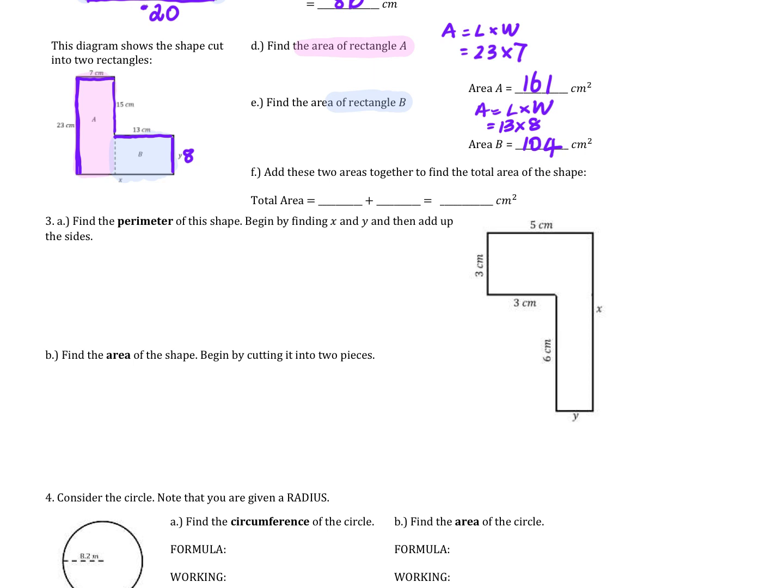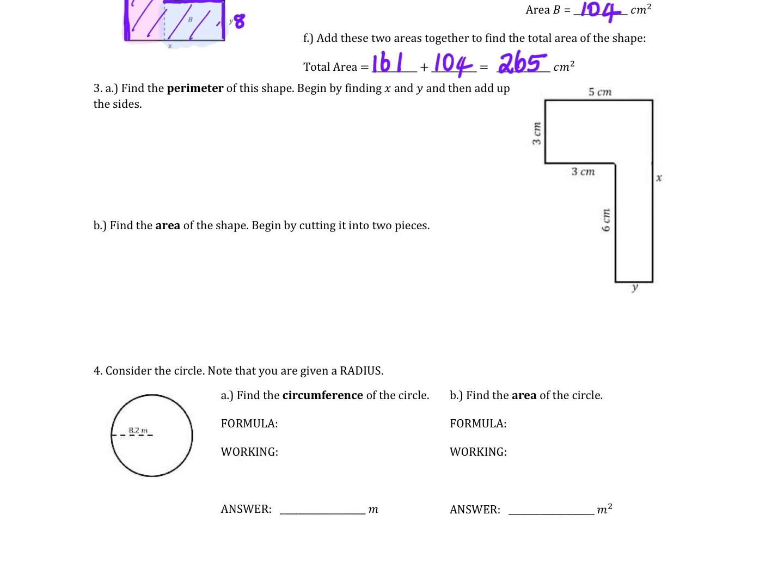Now, I want to find the total area. How am I going to find the total area? That's where I'm just going to add them together. 161 plus 104, pop that in my calculator, and that gives me 265 square centimetres. Now, this next one is the same kind of thing, but I've got to do it myself.